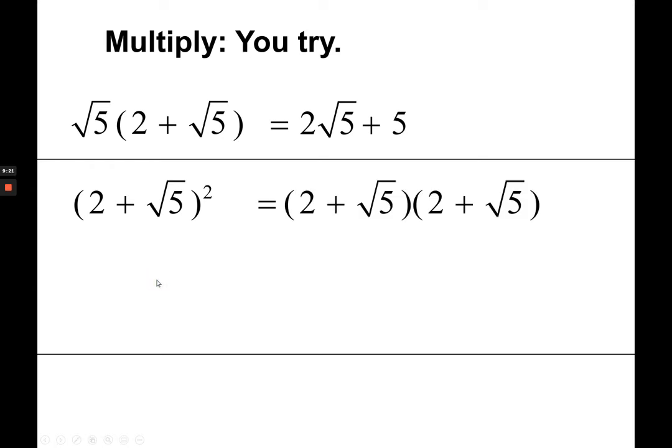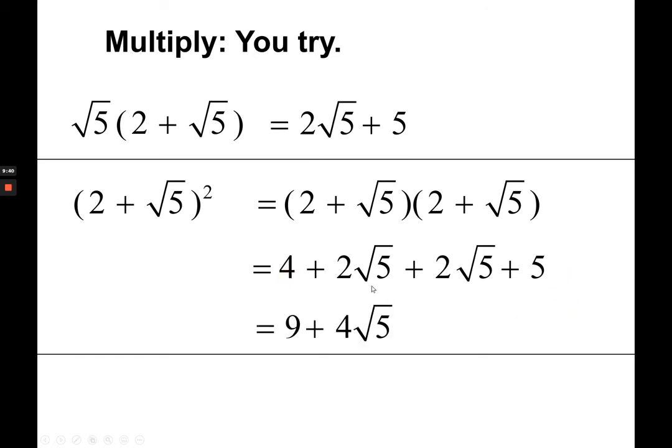Perform FOIL. 2 times 2, 4. 2 times the square root of 5 is 2 square root of 5, and then the inner, another 2 plus 2 square root of 5, and then square root of 5 times square root of 5 is 5. And then combine like terms. 4 plus 5 is 9, and then 2 plus 2, 4 square root of 5. And that's the answer. That's the final answer.